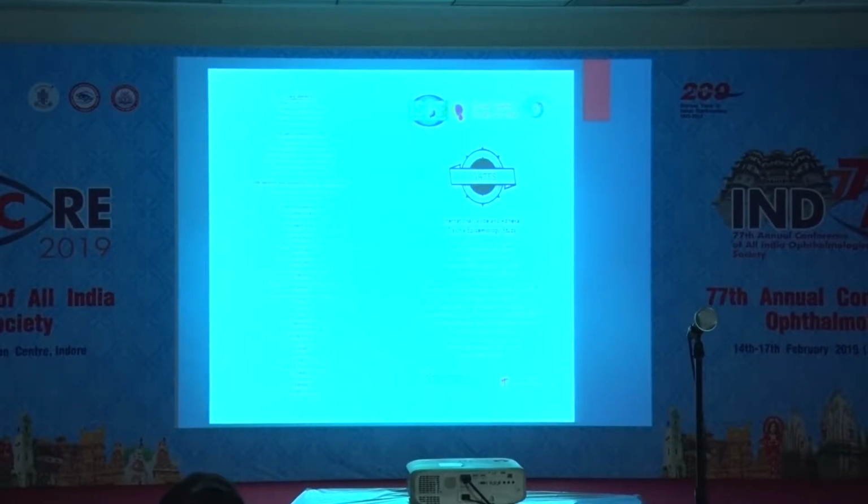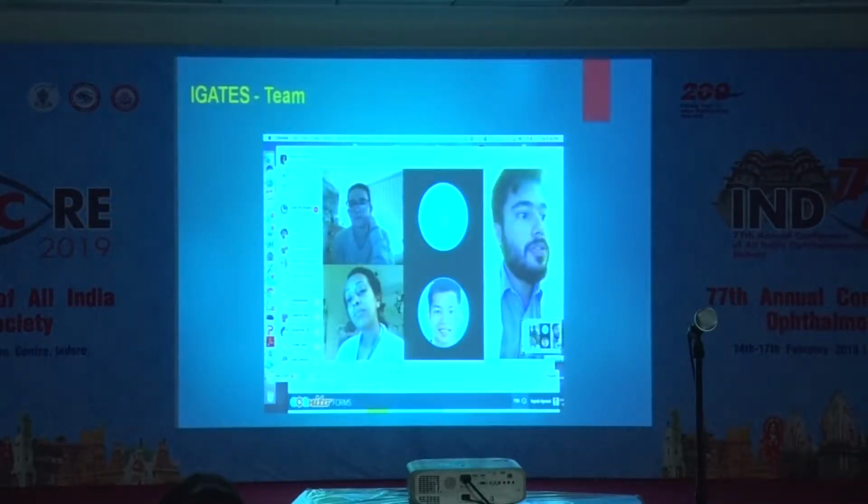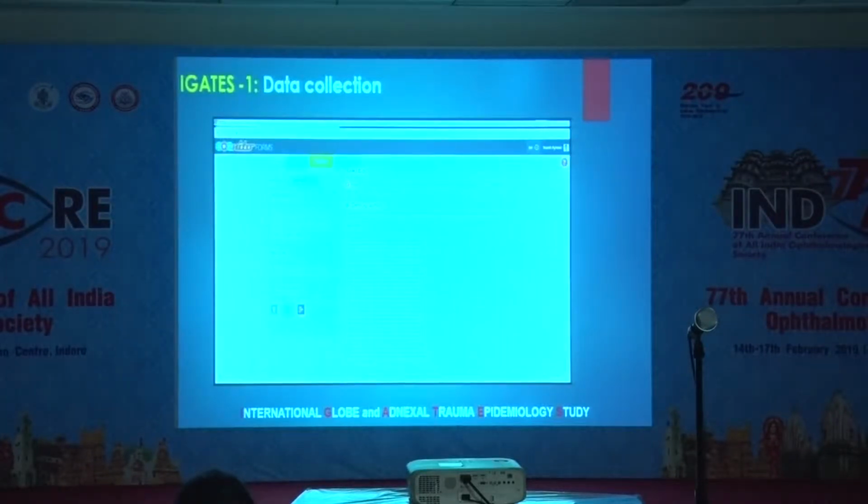So these are the mentors. We are proud that one of the mentors is Dr. Natarajan, who is from India, and Rupesh is the principal investigator, and these are the centers. India has 8 centers in this. And this is the core team of principal investigators.